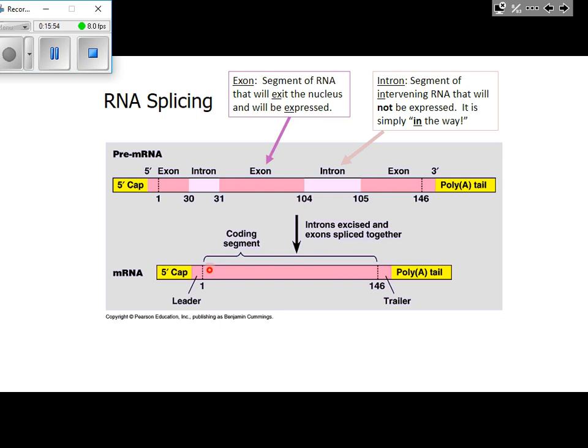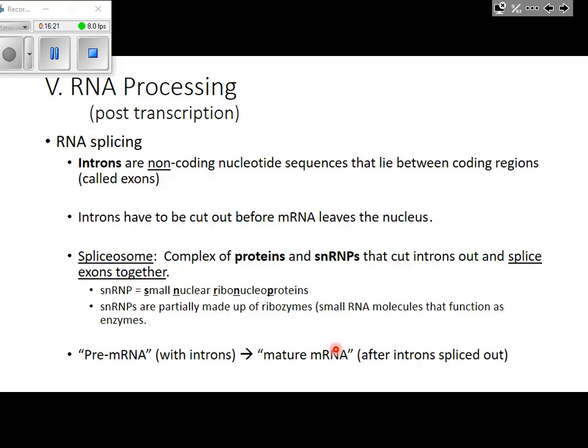And what we end up with in the movie theater is the polished, finished product with all of the introns cut out and the exons all joined together in one continuous strip. So this would be called the mature messenger RNA. It's ready to be released. It has its 5' cap, it has its poly A tail, and all of the introns have been spliced out. Okay, so part of RNA processing is what I just described.